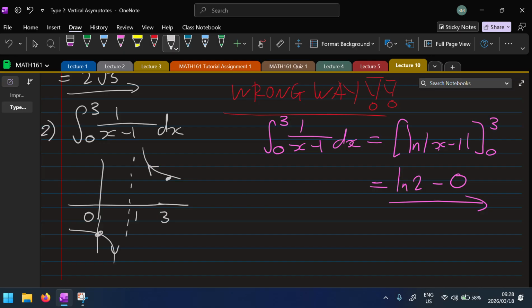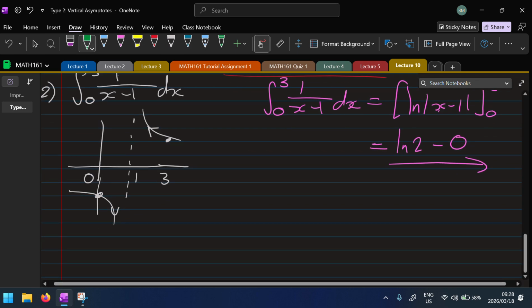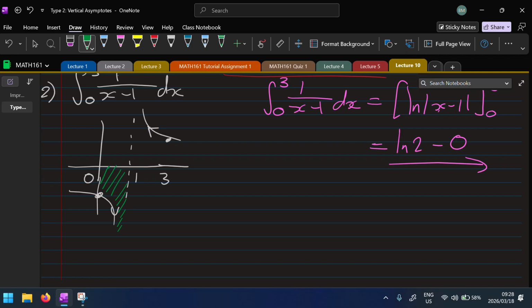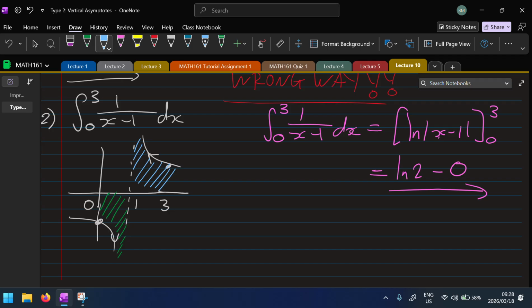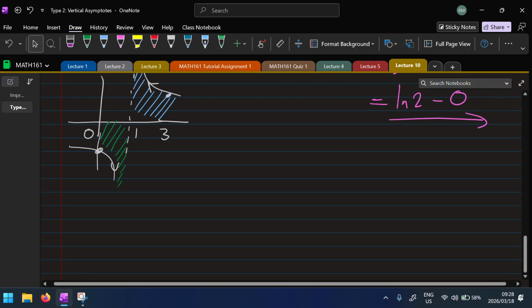So what we're going to do is split this into 2 integrals, one for the left-hand side of the asymptote, one for the right-hand side of the asymptote. So we're going to have this integral, integral number 1 on this left side, integral number 2 on the right side. Okay, and we're going to see what does this give us. If the sum of the 2 gives us this natural log of 2, then everything's fine. We'll see that's not the case. So let's do integral number 1.